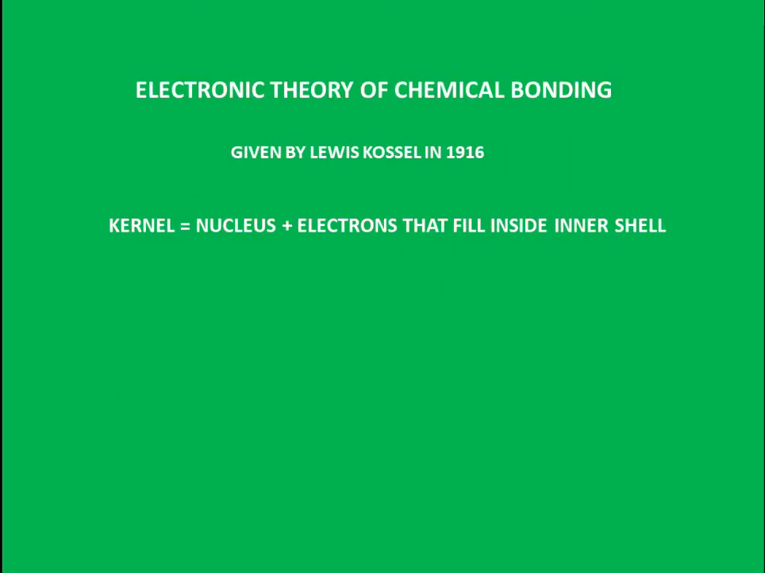So the first theory that was put forward for the structure of chemical compounds is the electronic theory of chemical bonding, proposed by Lewis and Kossel in 1916. The basic theme of this theory is the kernel. The kernel is just the nucleus along with the electrons filled in the inner shells, except the valence shell.